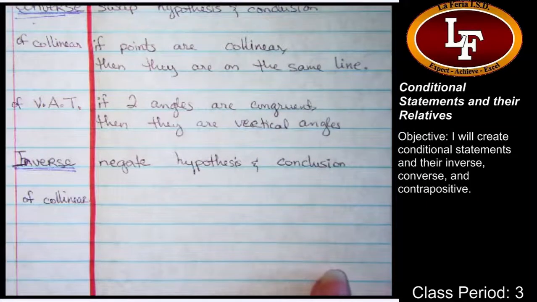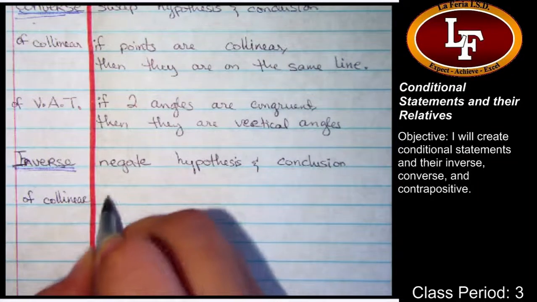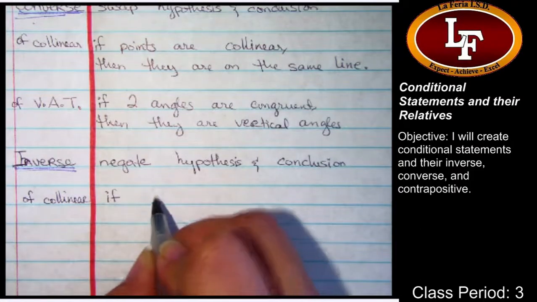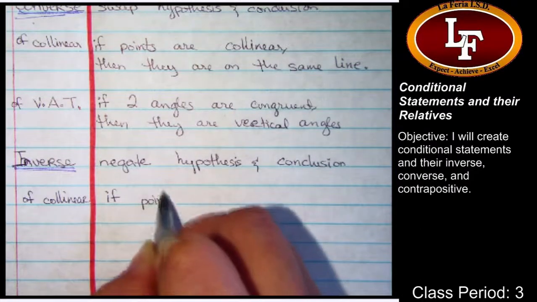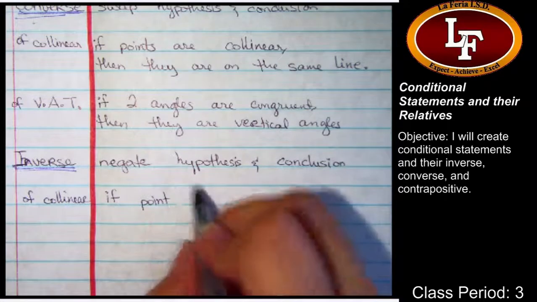But now we're doing it back to where it's hypothesis and then. Correct, you're taking your original conditional. The inverse of collinear is: if points are not on the same line, then they are non-collinear. But don't use the word non, because yes, I know that means not, but that's a vocabulary word. You want to make sure it's clear you're negating by using the word not. I'm glad that you did that, thank you.